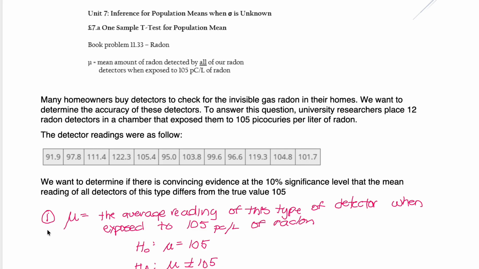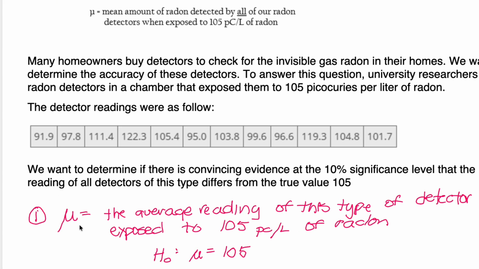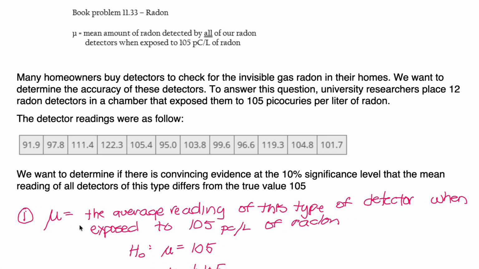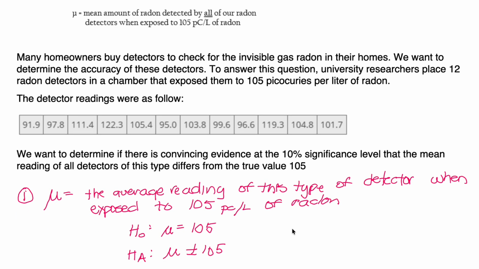Okay, so finally moving on to the real doing things. The first part is stating the mu. What is mu in this case? Even though the question already gives it to us, it's not a bad thing to write it in our own words again. Mu is going to be the average reading of this type of detector when exposed to 105 pCi per liter of radon. And what are our null and alternative hypotheses?